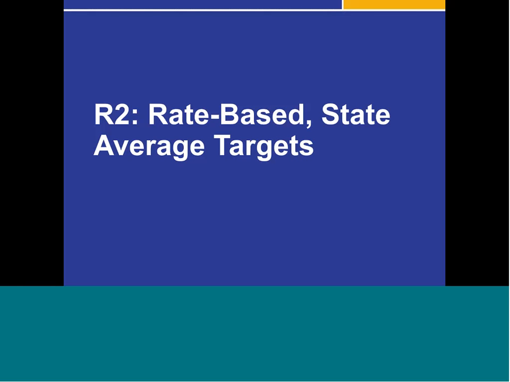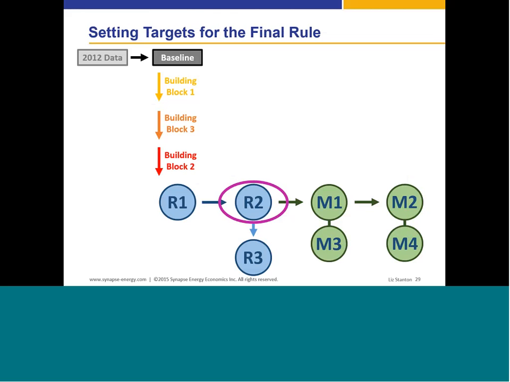So on to R2, the rate-based state average targets, and you can see here that those are developed from the R1 targets.